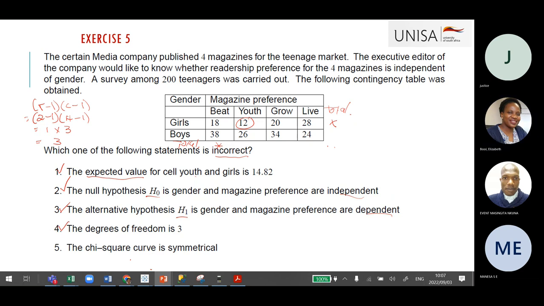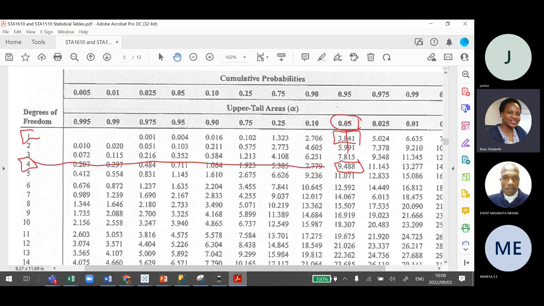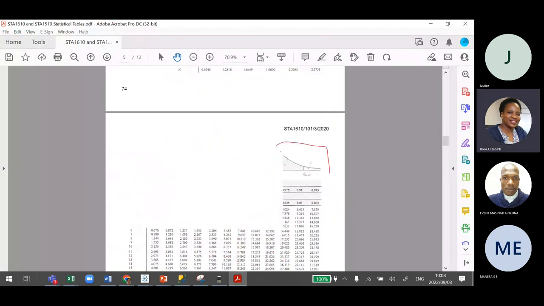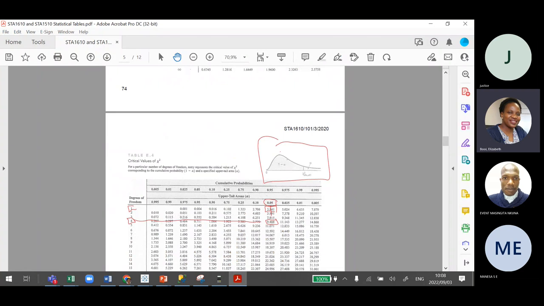And number four, I gave you this answer a long time ago. Is the chi-square symmetrical? No, it is not symmetrical, but it is a skewed distribution. If you don't know, you can always come to your table and look at that. You can see that this is a skewed distribution.